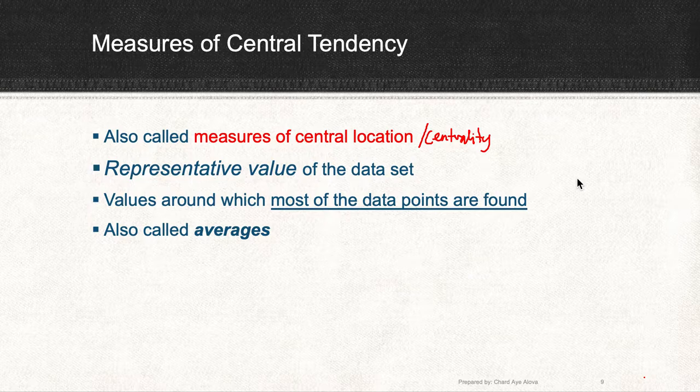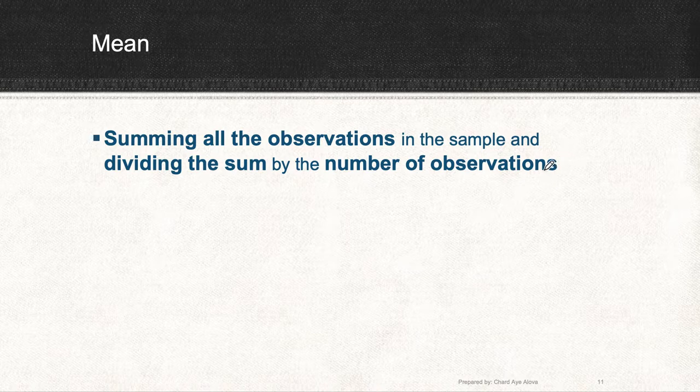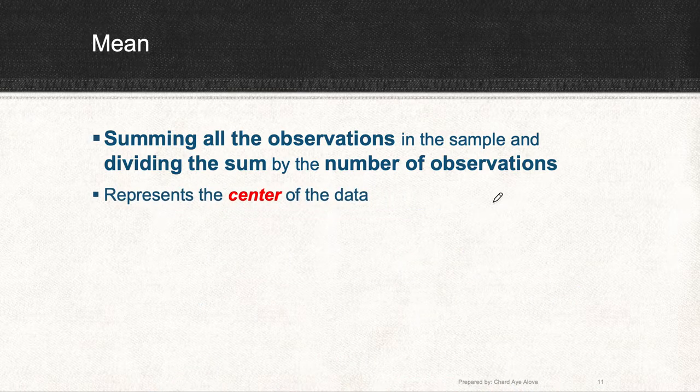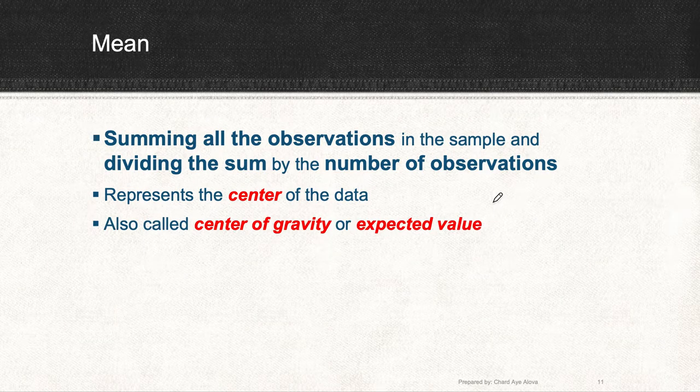There are three main types of measures of central tendency: the mean, median, and mode, the most famous. Let's talk about the mean first. The mean is literally the average. How do we do this? We just sum up all the observations in a sample or in the population and divide the sum by the number of observations we have. It represents the center of the data and is also called the center of gravity or expected value in some contexts. If you see the term expected value, it will actually just be the mean.